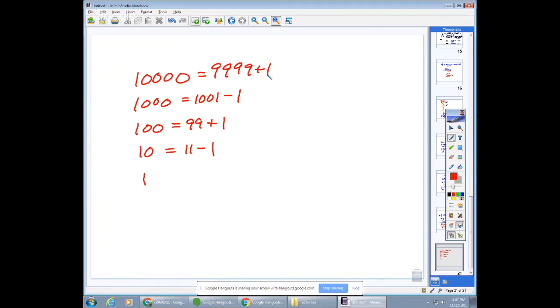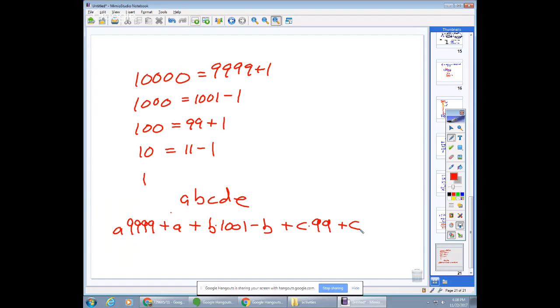So that when you break that down, if you had some number like A ten-thousands, B thousands, C hundreds, D tens, and E ones, each place value like 10,000, we're going to rewrite as 9,999 plus 1. So I'll have A times 9,999 plus A. And then I'll have plus B times 1,001 minus B. And then I'll have C times 99 plus C. And then I'll have D times 11 minus D. And then last I'll have plus E.